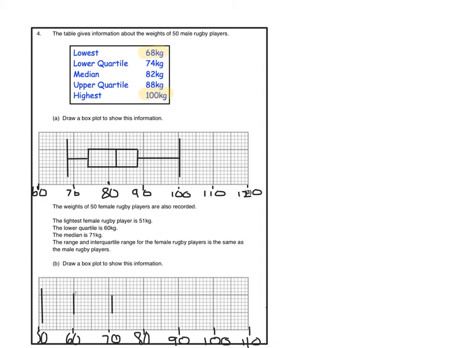The range and interquartile range for the female rugby players is the same as the male rugby players. So let's just look at the range to start with. So let's find the range for the male. The biggest is 100, take away the smallest, 68. So 100 take away 68 is 32. So the range for the male is 32.